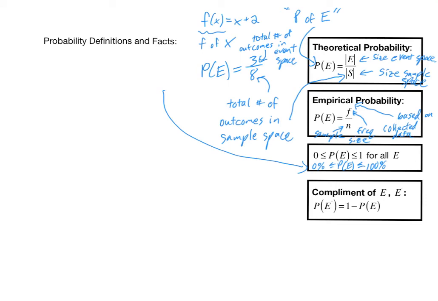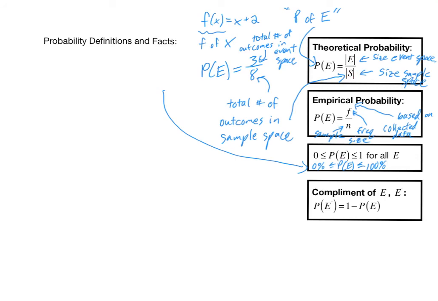The reason is the event space is a subset of the sample space. So the size of the event space is never larger than the size of the sample space. So it never goes above 100%. Same idea here with the empirical probability. Also, it would never go below 0 because it would never be negative. Your sizes can never be negative.